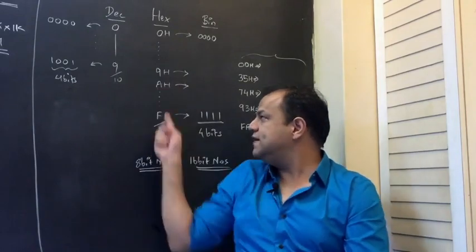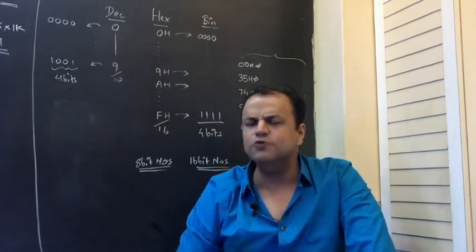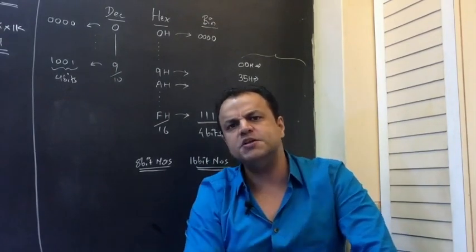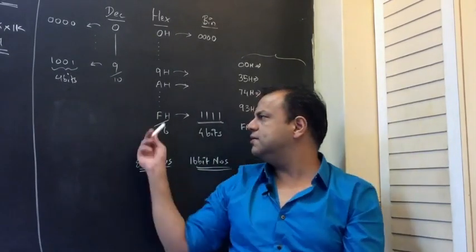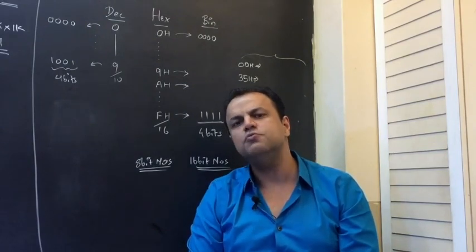Moreover, on a single digit you get 16 values, whereas on a single digit in decimal you get 10 values. That means you can store more information in less space. Now over here the difference seems to be small. 10 and 16 seems to be small. It is not small, it is humongous.